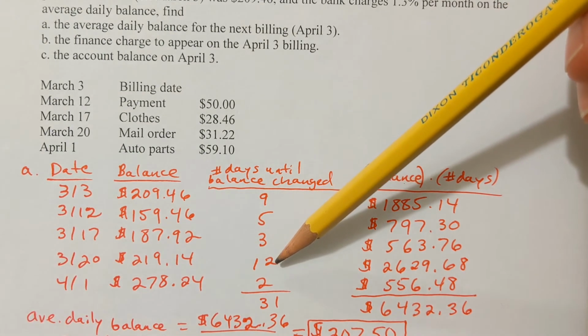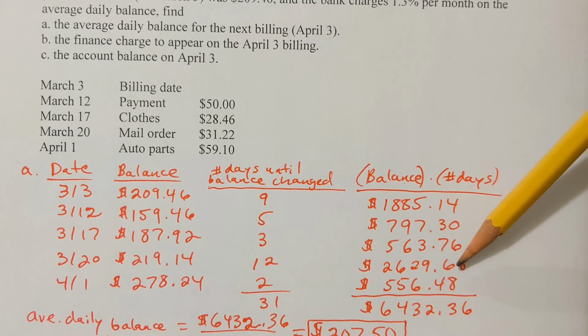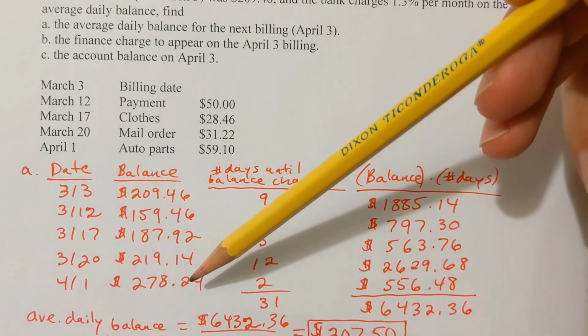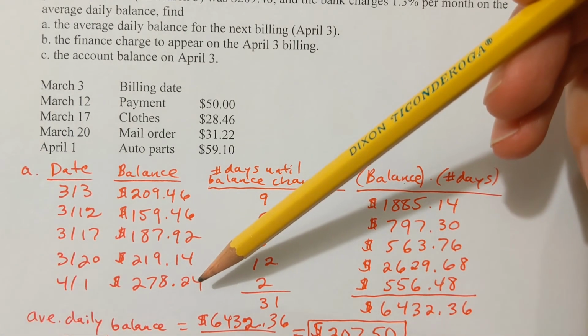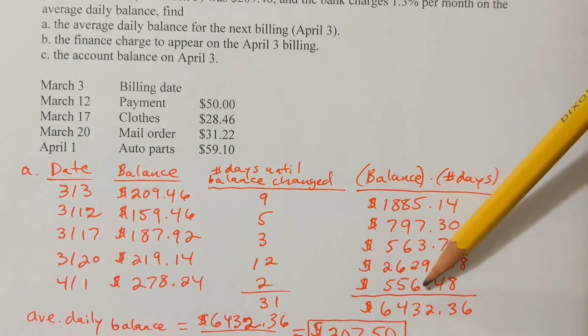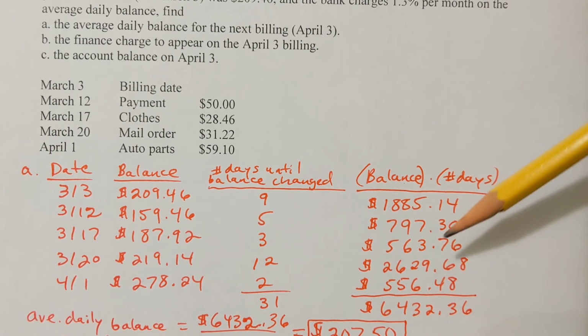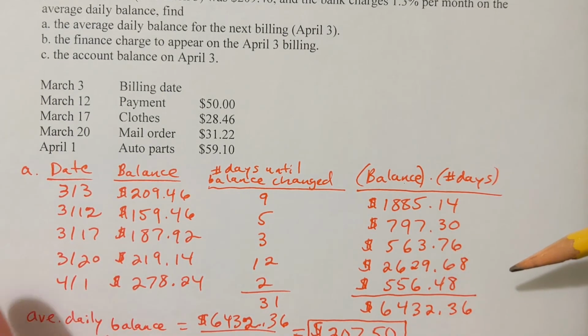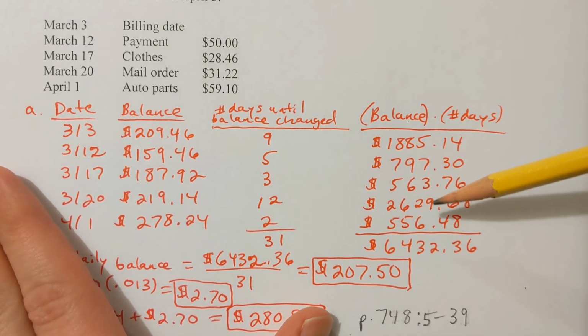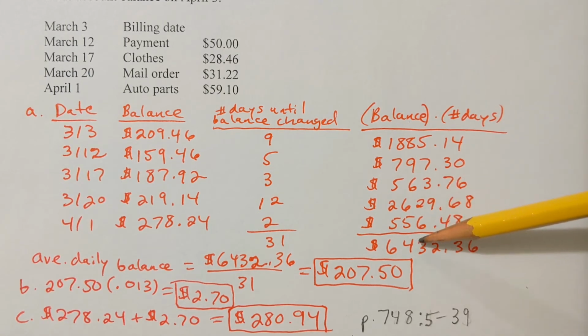$219.14 times 12 is $2,629.68. And $278.24 times 2 is $556.48. Okay, so now what I'm going to do next is I'm going to add everything in that column. Okay, if I add everything in that column, I get $6,432.36.